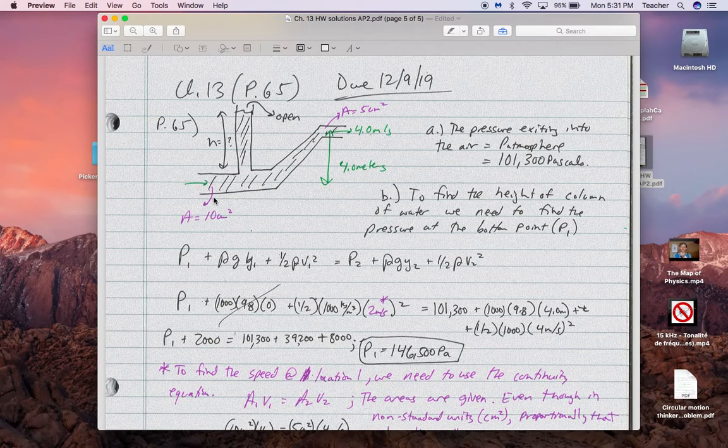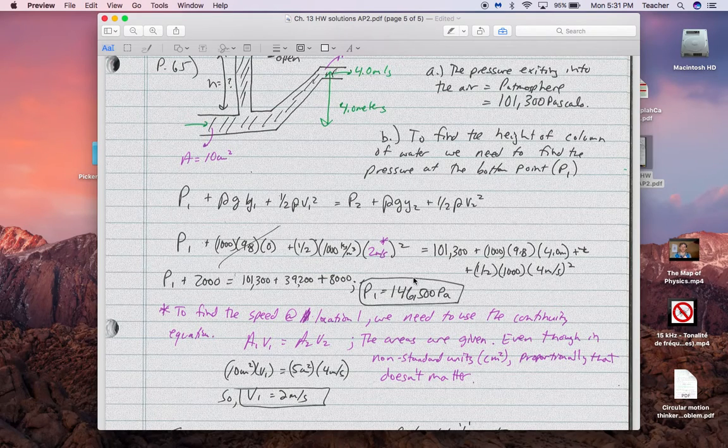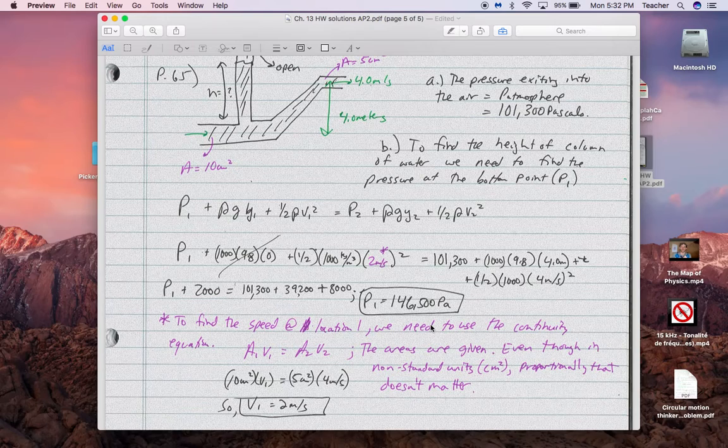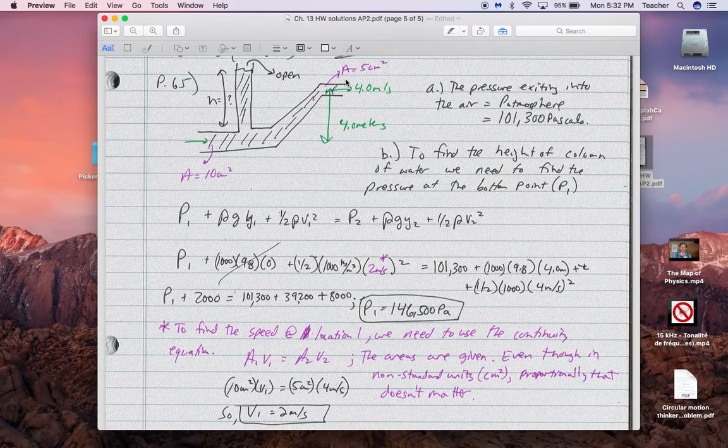So the first thing we've got to do is figure out how fast we're going down here. Well, if I know this is double the area, it's going to be going half as fast. So that's going to be 2 meters per second, and that's written in purple. Although the area units are non-standard units, it is proportional. So again, A times V equals A times V. 5 units of area times 4 meters per second is 10 units of area times 2 meters per second.